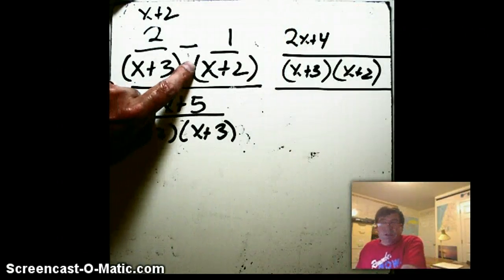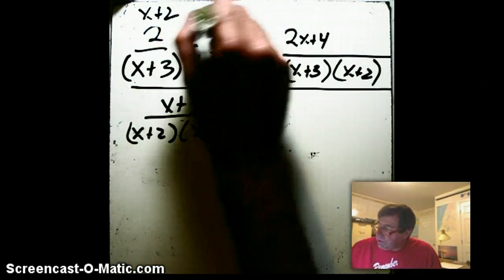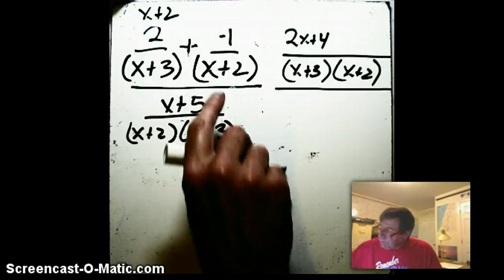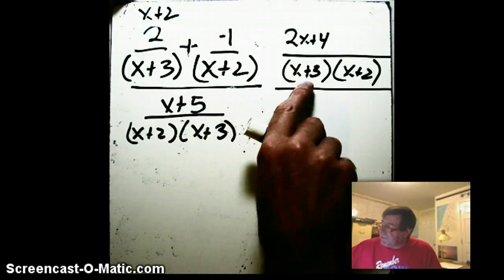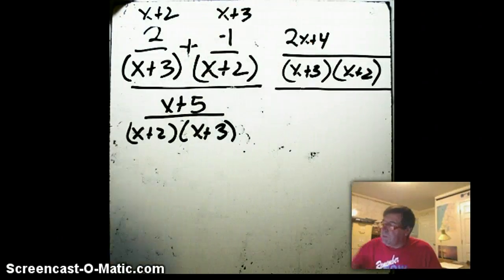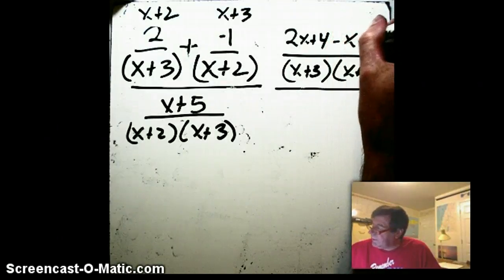Now, it is a little tricky with this minus sign. My advice to you has been to change that to a plus negative. The question is what is this factor missing? It's missing that x plus 3. What is negative 1 times x plus 3? It's negative x minus 3.